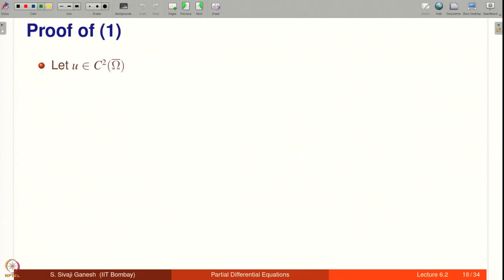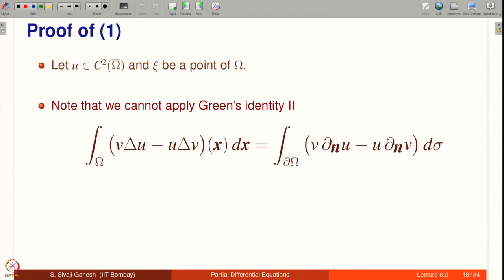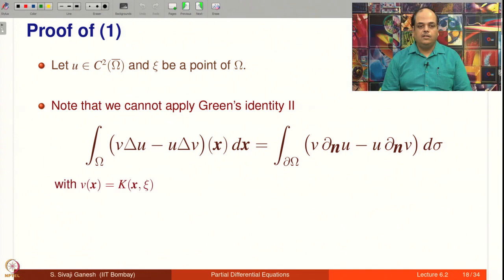Proof of 1. Let u belong to C2 of omega bar and xi be a point of omega. Note that we cannot apply Green's identity 2 directly with v equal to k of x, xi. We would like to do that, but we cannot do that. Why? Because k is singular at x equal to xi. There is trouble for k at x equal to xi. And here, if you are trying to use v equal to k, you have Laplacian k, that will not be integrable. So, there will be such problems. So, we will not do that.